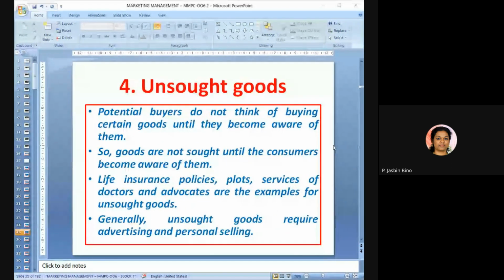Then unsought goods. Potential buyers do not think of buying certain goods until they become aware of them. So goods are not sought until the consumers become aware of them. They'll seek details only when they have some awareness about that product, and then they'll purchase it. That is what an unsought good is. Example: life insurance policies, plots, services of doctors or advocates, etc.